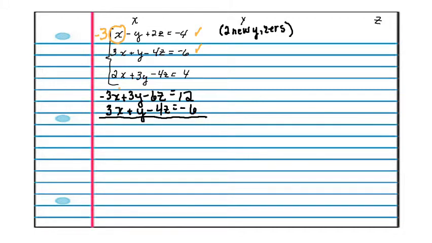And the whole deal is to eliminate the x's there. Gives us a 4y minus the 10z equals 6. And I'm going to put a little box around this because I'm going to need it in just a minute.